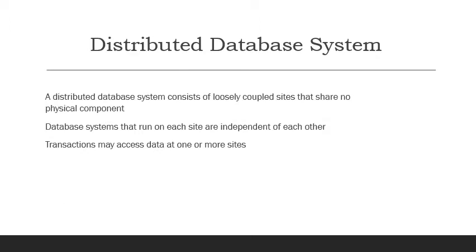A distributed database system consists of loosely coupled sites that share no physical components. Database systems that run on each site are independent of each other. They may be the same or different. There are transactions that access data from one site or more than one site in distributed database systems.